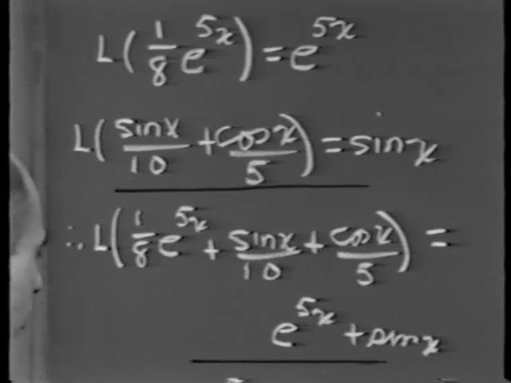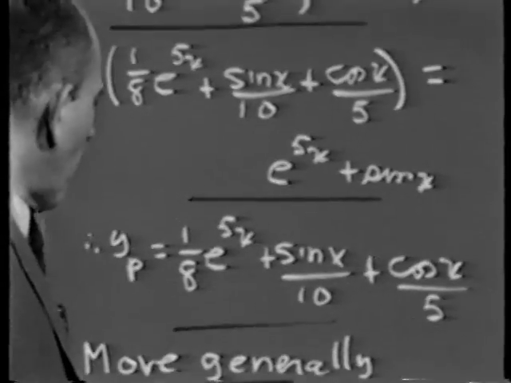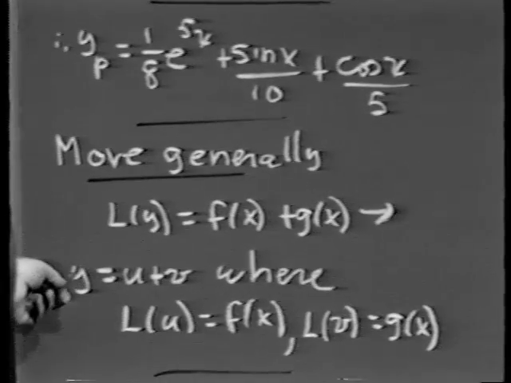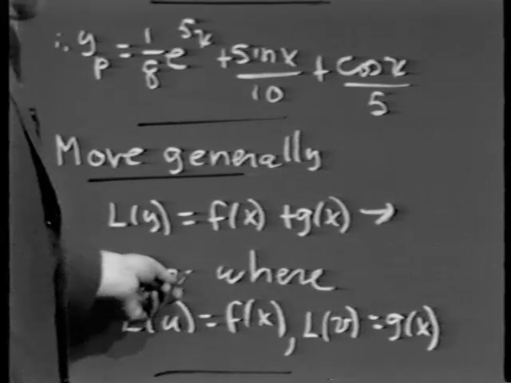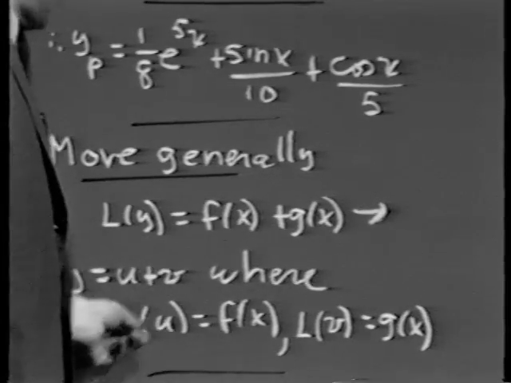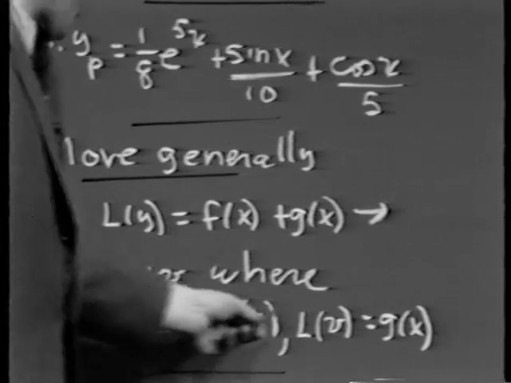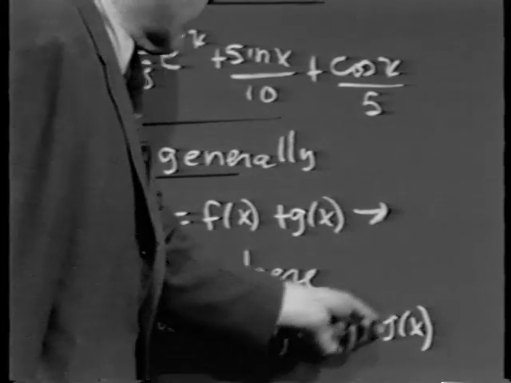See? More generally, if we want to solve the differential equation L of y equals f of x plus g of x, then by linearity, the solution y will simply be u plus v. A particular solution will be u plus v, where u is any particular solution of the equation L of y equals f of x, and v is any particular solution of the equation L of y equals g of x.